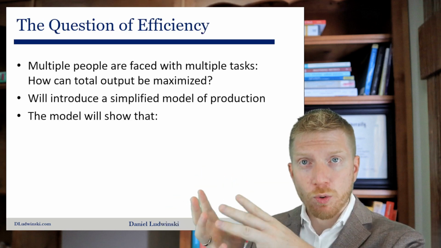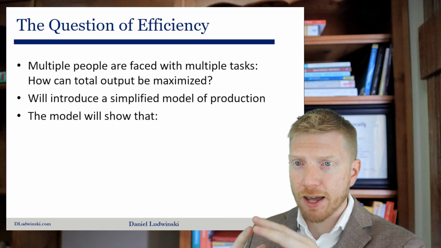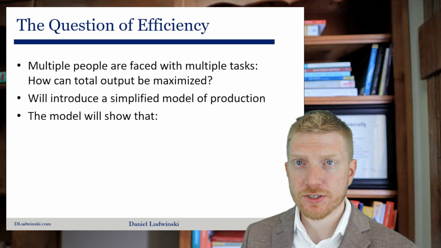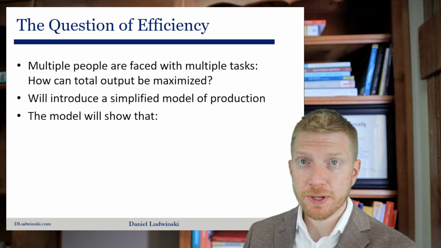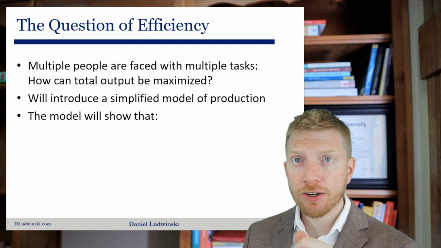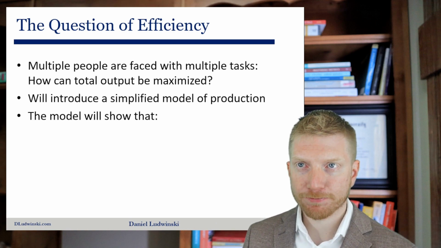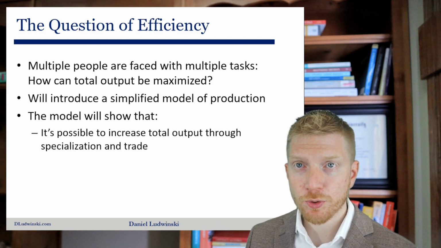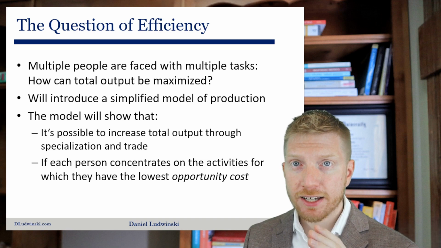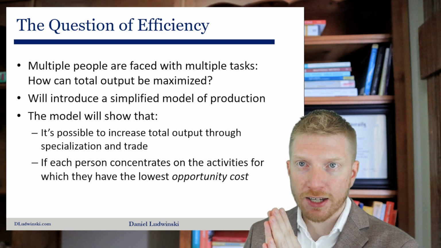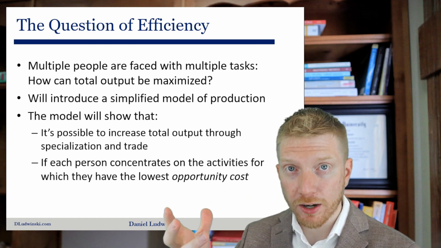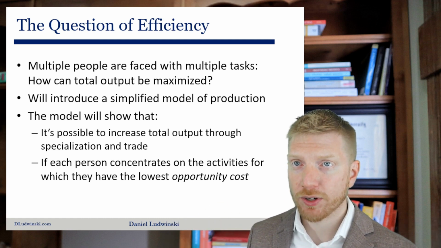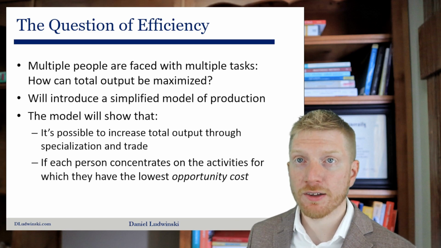Now, to go to this question of efficiency, the idea is that multiple people are faced with multiple tasks. How can we maximize total outputs? What we're going to do to speak to this question is to introduce a simplified model of production. This model is going to show us that it's possible to increase total output through specialization and trade. The idea here is that if each person concentrates on activities for which they have the lowest opportunity cost, that's going to mean that they're giving up the least amount to make something. This is going to turn out to be beneficial in terms of increasing efficiency.